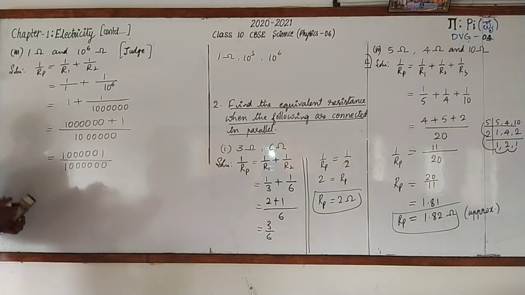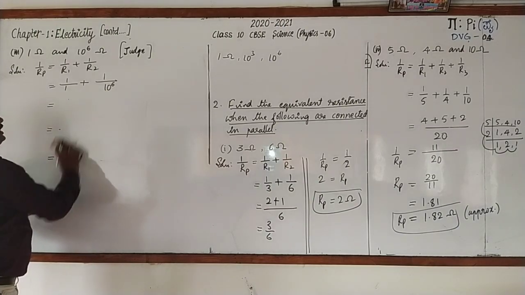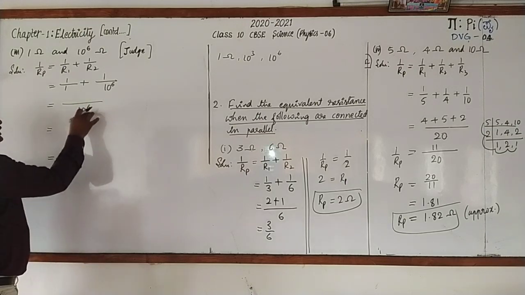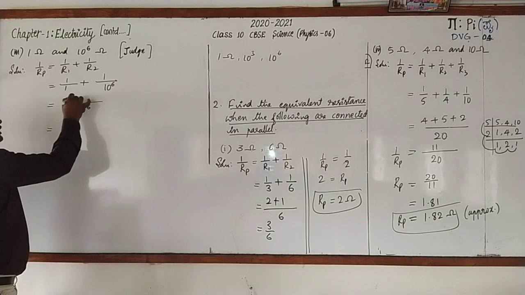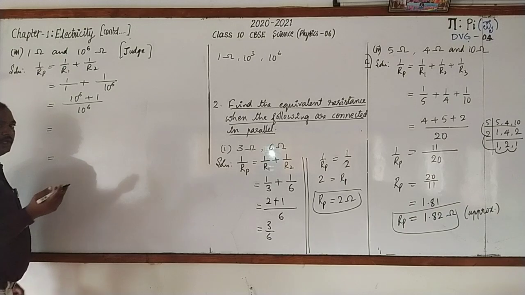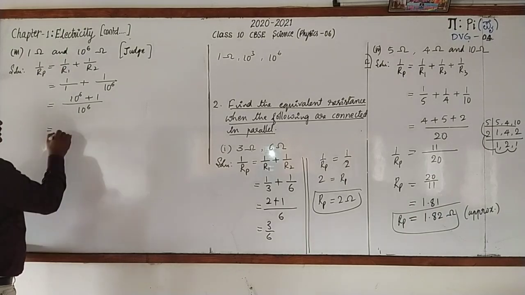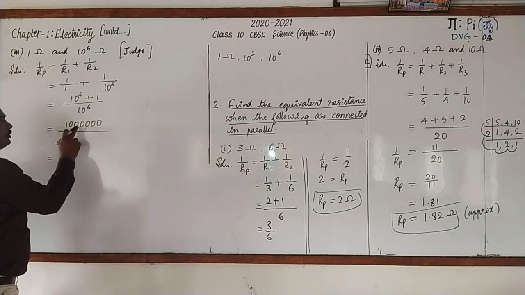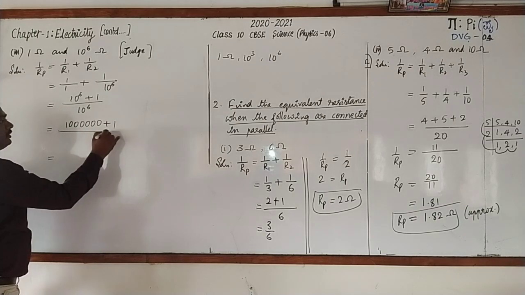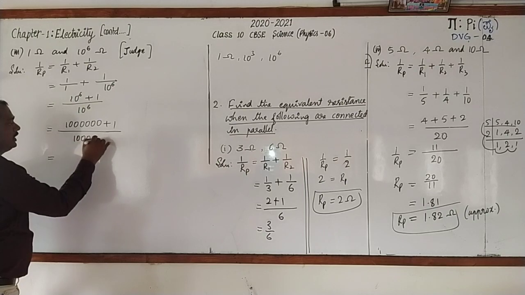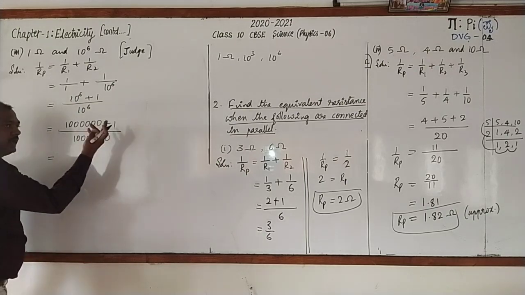Got it? If you are finding it difficult, I can show a simpler way. Take the LCM, 10 raised to the power 6. Multiply the LCM with the first term, you will get 10 raised to the power 6, plus multiply the LCM with the second term, you will get 1. I think you will find this method easier. What is 10 raised to the power 6? 1 after 6 zeros, 1, 2, 3, 4, 5, 6, plus 1. Then go for adding, that's all.